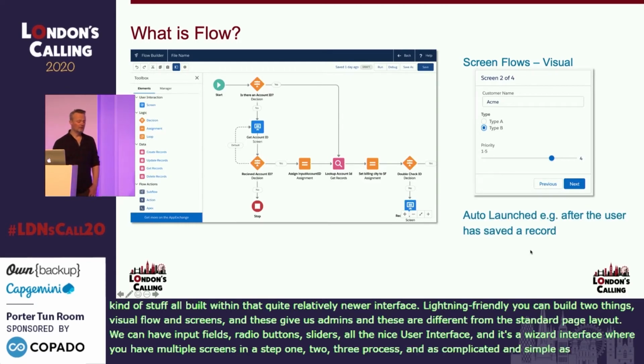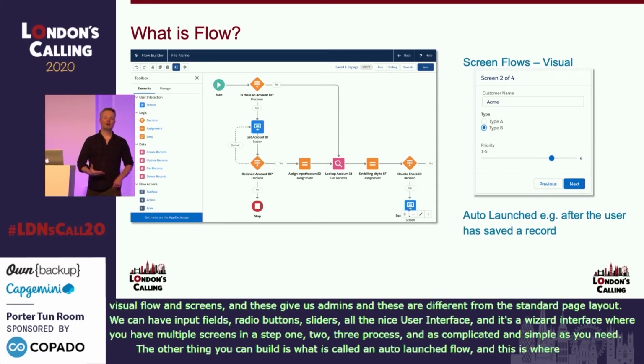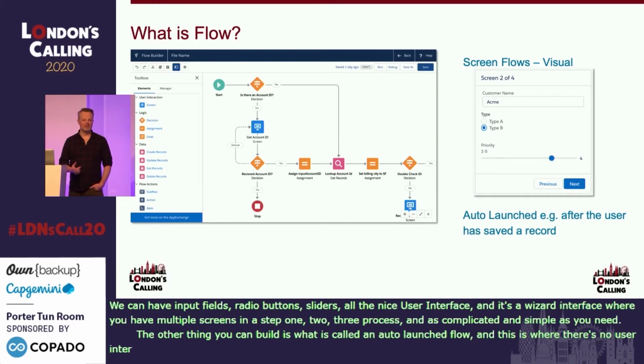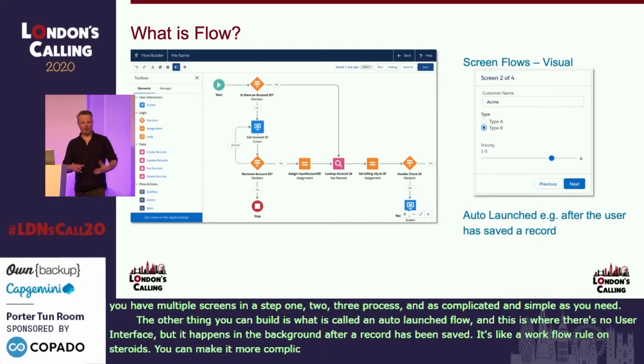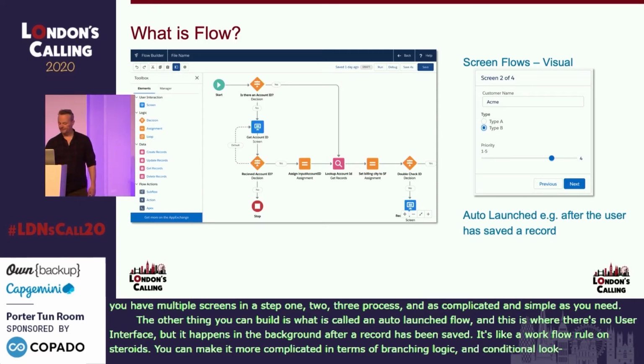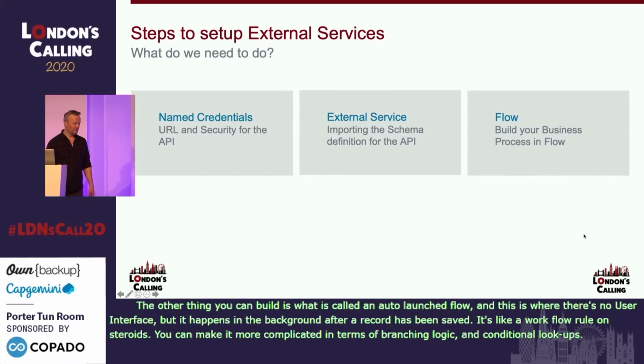And the other thing you can build is what's called an auto-launched flow, and this is where there's no user interface, but it happens in the background, maybe after a record has been saved. So it's like a workflow rule, but on steroids, because you can make it much more complicated in terms of branching logic and conditional lookups and all that kind of stuff. But I'm going to concentrate on visual flows just because it's a little bit easier to demonstrate.